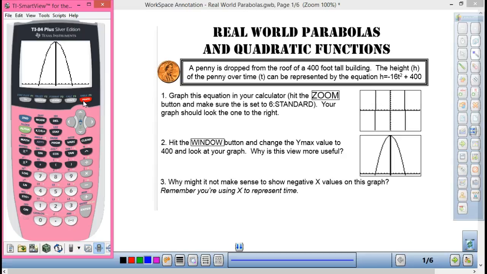All right. Now, if you remember our x's, so our x's are down here, right? And x's represent what? Time. Okay? So number 3 asks us, why might it not make sense to show the negative x's? Yeah, we can't have negative time, can we? Okay, you can't have negative 4 seconds. So there you go. Can't have negative time.